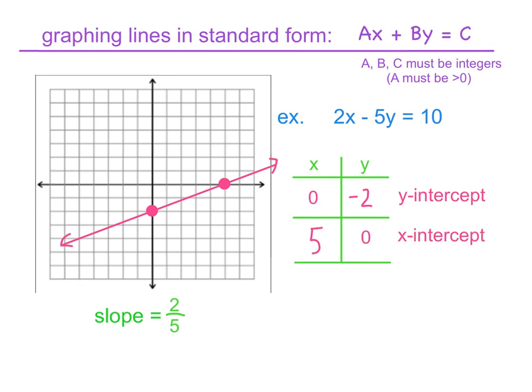So how'd you do? Y-intercept, that's when you plug in a 0 for x. So if that's gone, divide both sides by negative 5, I've got negative 2. When I find my x-intercept, I'm plugging in a 0 here. So if that term's gone, divide both sides by 2, I got 5. So 5, 0, 1, 2, 3, 4, 5, 0 right there. 0, negative 2 right there. Connect them with a line. Count your slope up 2 over 5. And I'm done.